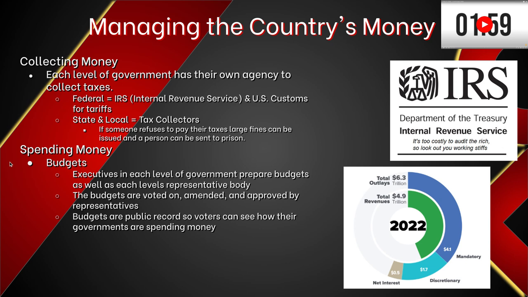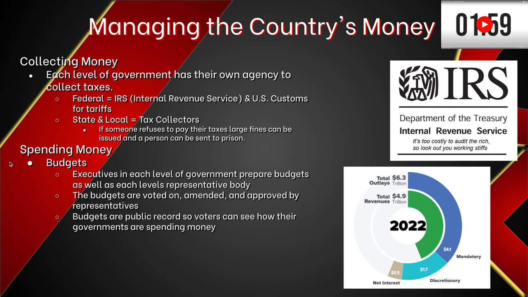Then once your different levels of government have that money, they then have to spend it, because it wouldn't make sense for a government to collect taxes and then not actually spend that money on its own people. That's not how a democracy or a representative democracy works. So that's where budgets come in. Budgets are just the way that these governments say, okay, this is how much money we have, and this is what we're spending it on.